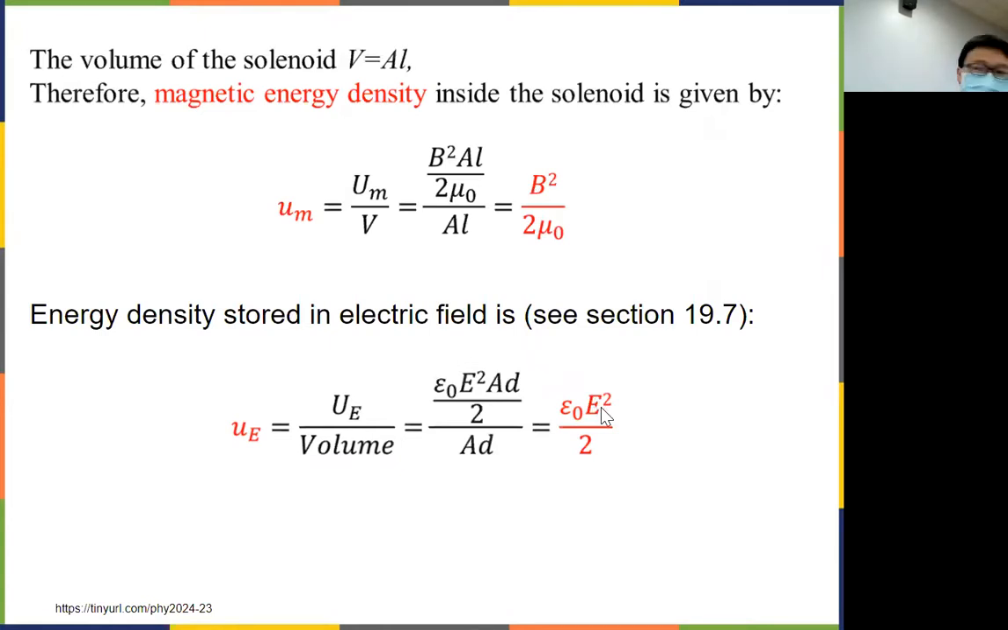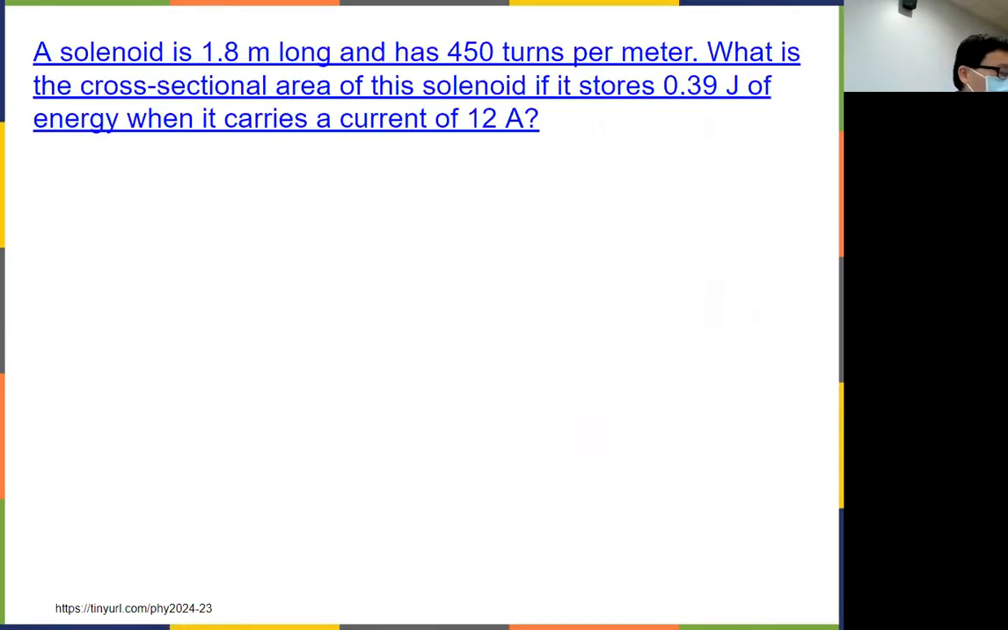All right, and then we were about to take a look at this example here. It says a solenoid 1.8 meters long has 450 turns per meter. What's the cross-sectional area of this solenoid if it stores 0.39 joules of energy when it carries a current of 12 amps?